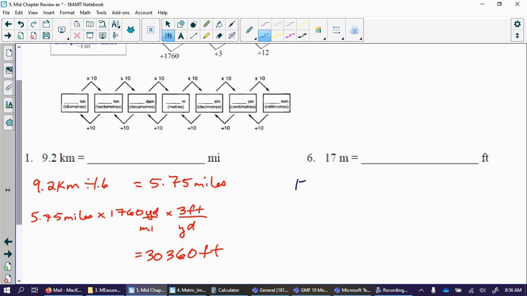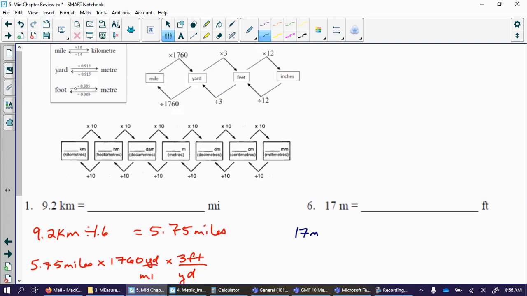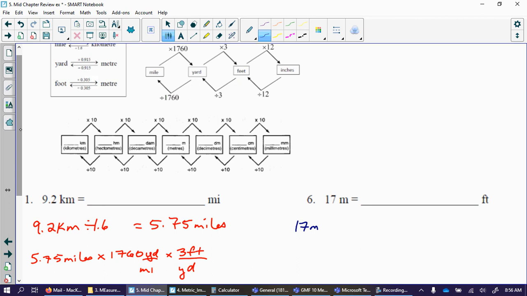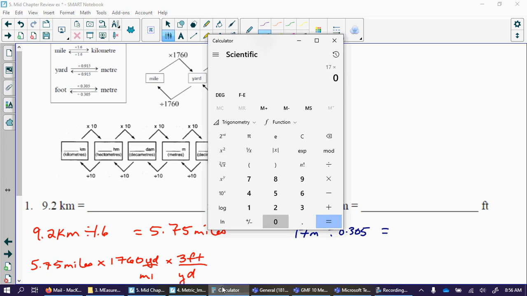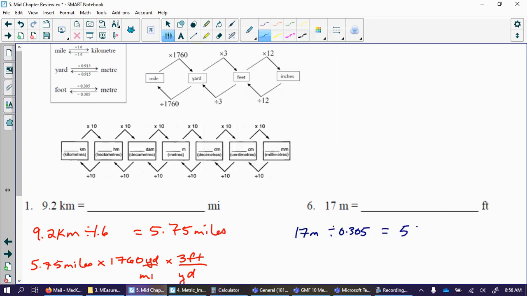Another boring one: 17 meters, 2 feet. We need to go up to here, meters to feet, which tells me to divide. Well, it would help if I use the right button: 55.7. Then we could convert that to all of those.